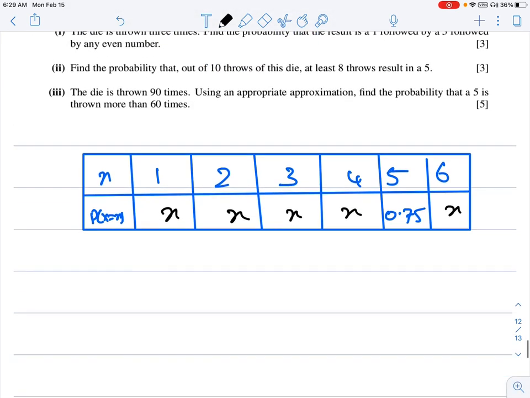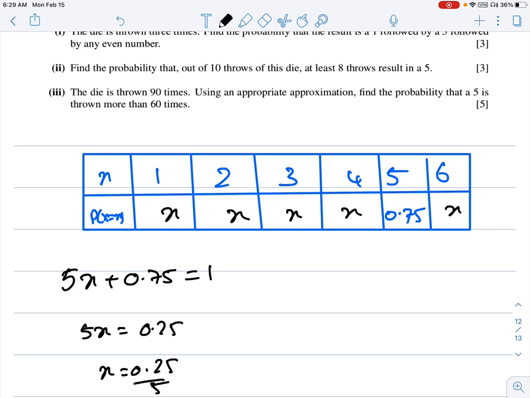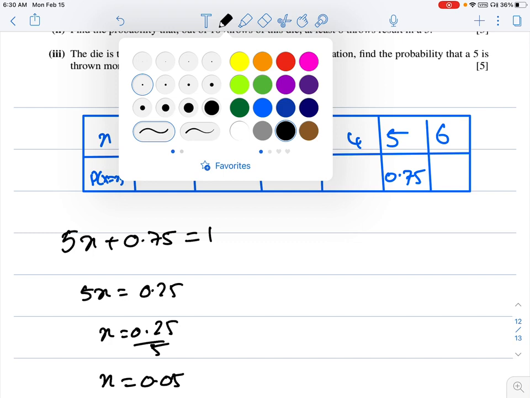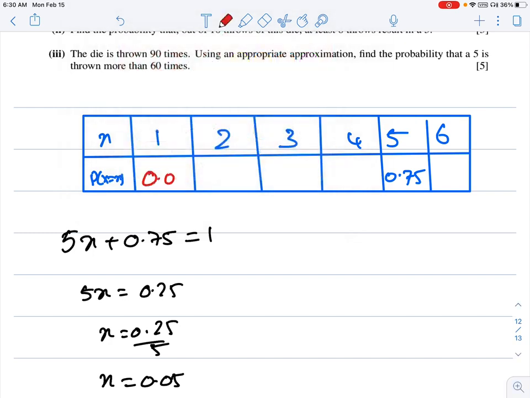We know that the sum of all probabilities is 1. So 5x plus 0.75 is equal to 1, 5x is equal to 0.25, x is equal to 0.25 divided by 5, which is 0.05. So each one is 0.05. So erase these and write it as 0.05, 0.05, 0.05, 0.05, 0.05.